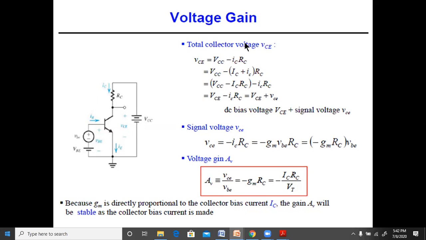So the total collector voltage, and whenever we say total, it just means the AC plus DC, the instantaneous value. VCE is equal to VCC minus the current flowing through the resistance multiplied by the resistance itself. This minus the voltage across this. The voltage across this is this current multiplied by the resistance here. So VCE is equal to VCC minus ICRC. That means we are just writing the loop equation for this.